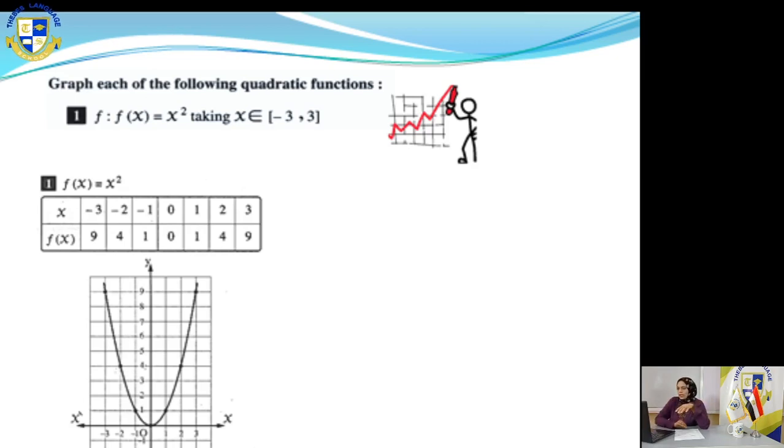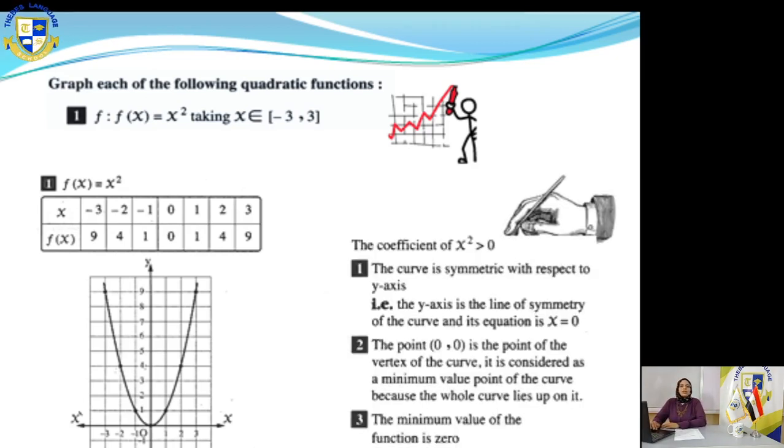We have some notes here. If the coefficient of x power 2 is more than 0, the curve is symmetric with respect to y-axis. Number 2, the point (0, 0) is the vertex of the curve. As we see here, we have a curve with the vertex. Number 3, the minimum value of the function is 0. Now, we will move to slide number 8.